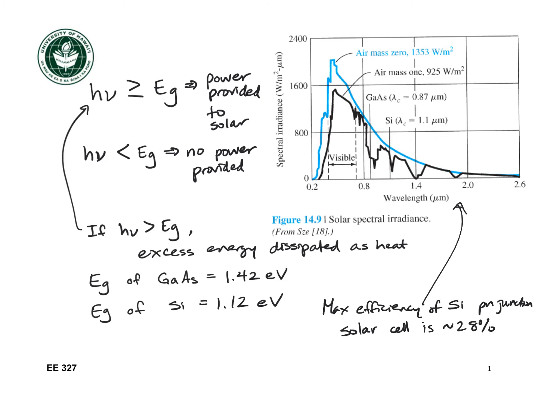But in silicon solar cells, efficiencies are usually more like 10 to 15% due to non-ideal effects such as reflections, internal resistances, and other effects. And we'll talk a little bit more about that as we go on.